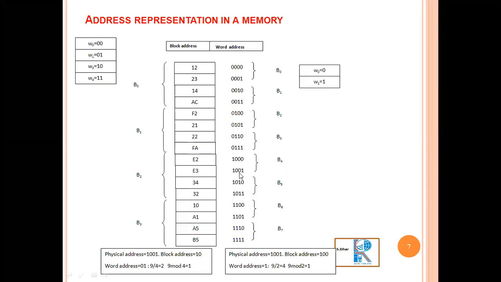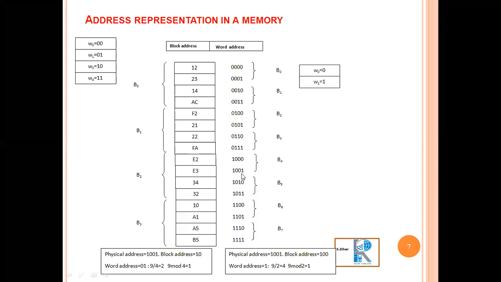So see here, 1001. Again, I am telling, here in 1001, 1 bit is for the word, and the remaining 3 bits for the block. So 3 bits means 100, and the last 1 bit means this is 1. So block is 4, word is 1. We'll directly go to block 4, block 4 means this. It contains 2 words. Within the block, which word do I require? I require word address 1.